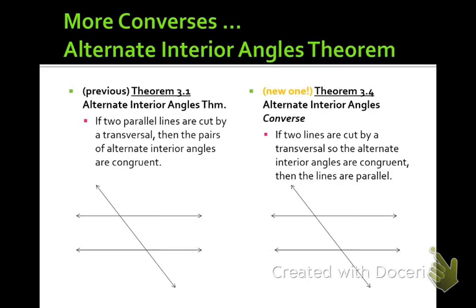If we don't know that the lines are parallel, if the alternate interior angles are congruent, then that will tell us the lines are parallel. So again, from section 3.2, if we know the lines are parallel, then the angles are going to be congruent. Now we're saying that if the angles are congruent, then the lines have to be parallel.